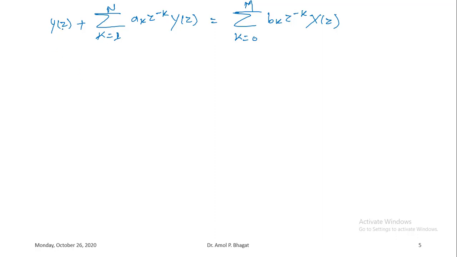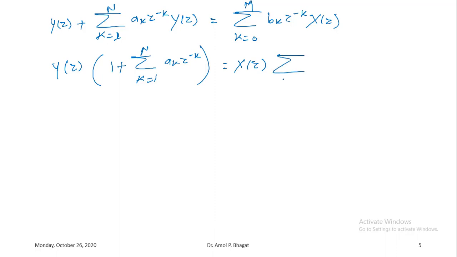So from here you can take this Y of z common, and you can take this X of z outside the summation, because the summation variable is k only, right? So if I'm taking Y of z common, I'll get in bracket 1 plus summation k equals 1 to n ak z to the power minus k is equal to X of z. I can take outside the summation. Okay, so k equals 0 to m bk z to the power minus k.